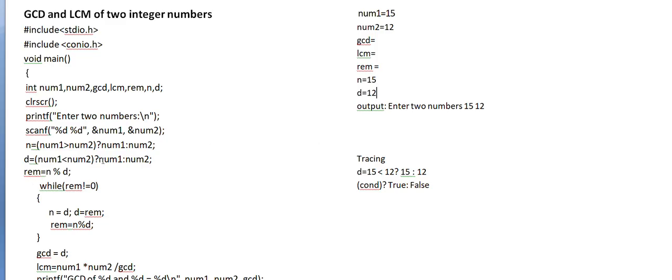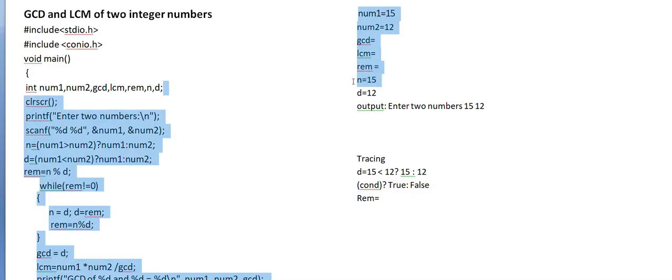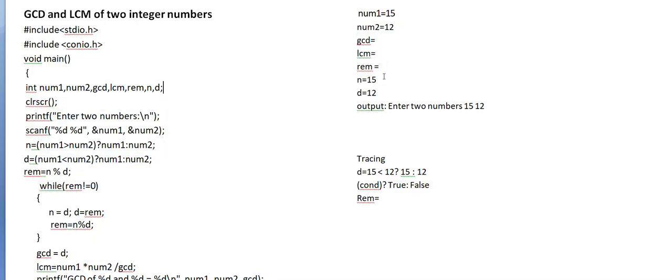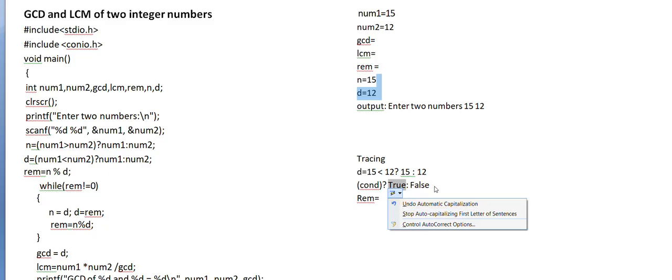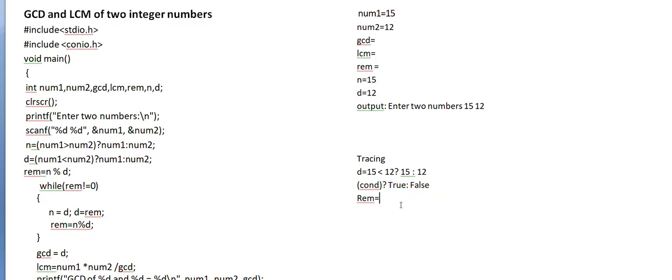So ಇಲ್ಲಿ ಏನಾಗುತ್ತೆ, bigger value na lesser value with the divide ಮಾಡಲಿಕ್ಕೋಸ್ಕರ we have taken this one. So now, remainder is equal to n. The value of n is holding 15 over here, and d is holding the value 12. So 15 modulus of 12.